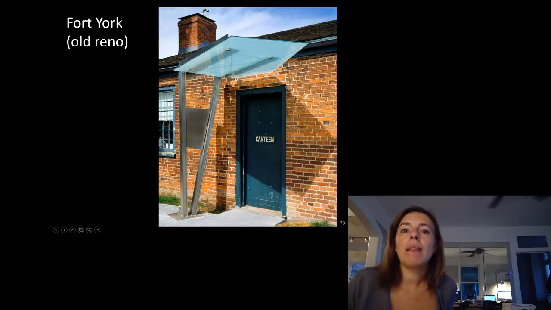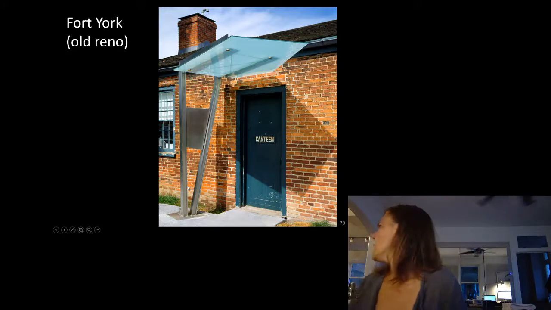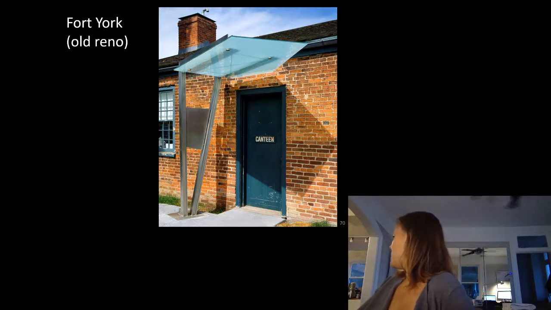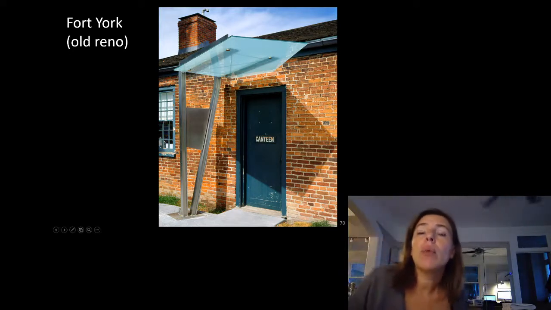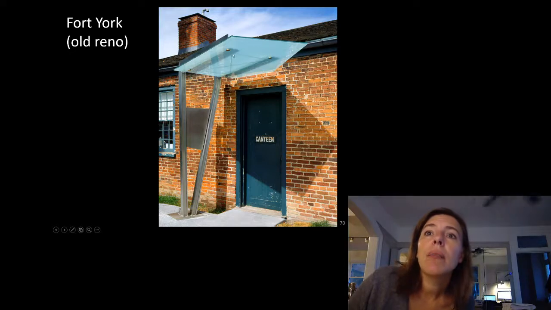A small glass canopy. This is at Fort York, the old Reno. You had a funny little story about this canopy, I thought. No? Well, here's an interesting thing. See this shadow line here?